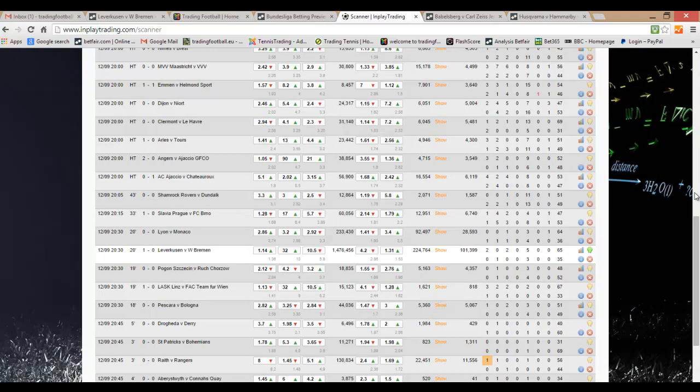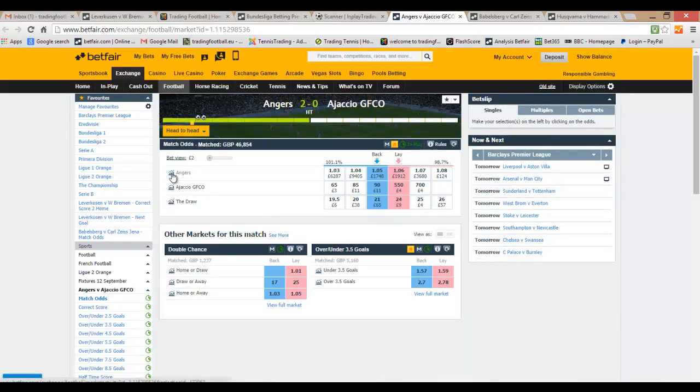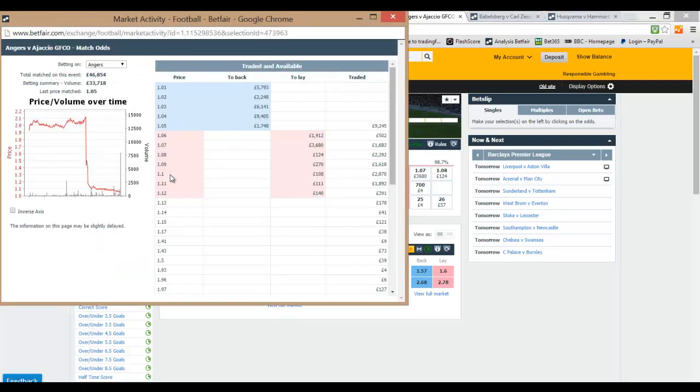On the scanner there you can see just highlighted there's a green light bulb just to the right of the particular match that you are interested in. Click that and you'll get a sound alert should a shot on target happen or a goal scored. So that's an extra alert you can get.